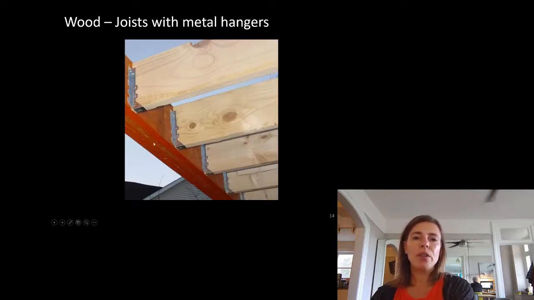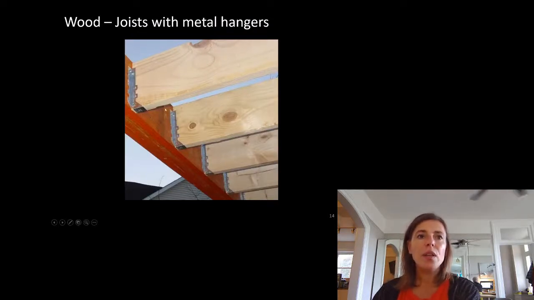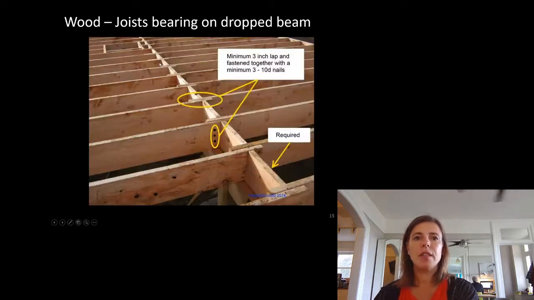Joists with metal hangers framed into the side of a beam. You can see that in this example, the tops are flush. In this example, we have joists with a beam, and you can see that the tops aren't flush. They're sitting on top of the beam. They need to lap each other, and they need to be connected.